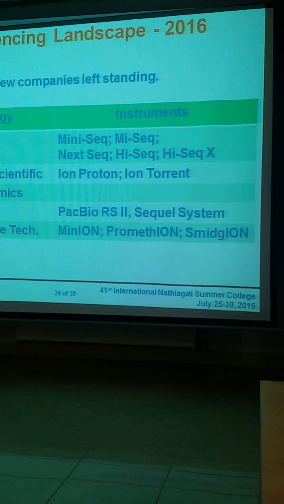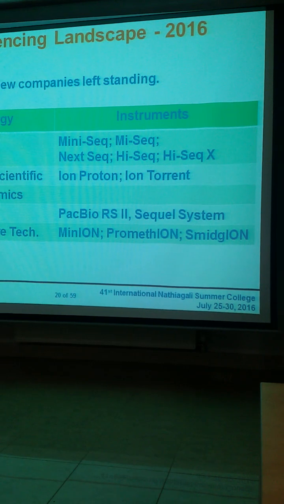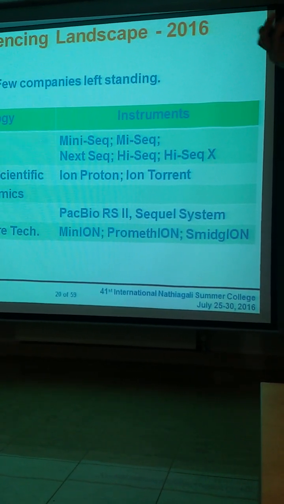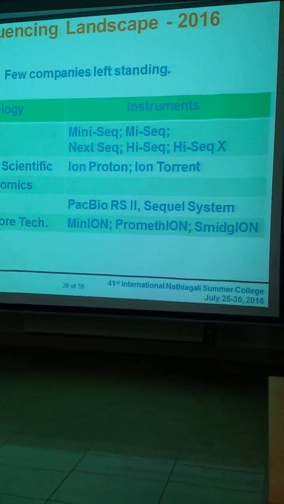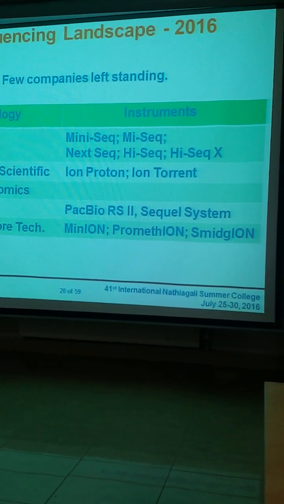Basically you run it on the instrument and plug it into your laptop, and you start getting the sequences coming out, and next morning you can look at your sequences. You just throw the flow cell away and order a new one. It's roughly around $2,000 at the moment, but they project that the price will come down to around $300.